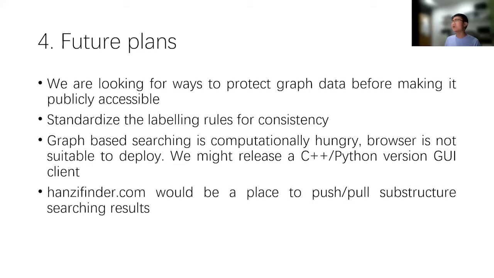And the third thing is, I tried to deploy this searching algorithm with JavaScript onto the browser, but it's too slow. It takes about 180 hours to do one search. It's a nightmare. We will release a C++ or Python version GUI client. The current version is written in Python with NumPy. The website we have, HanziFinder.com, currently is based on the second idea, the vector idea. We think the third version will be a kind of data center where you can push and pull substructure searching results for your purpose. You want to share with other people.